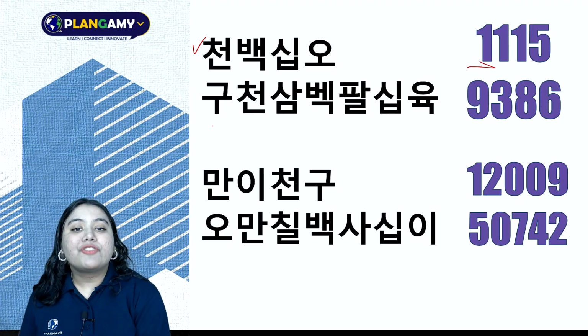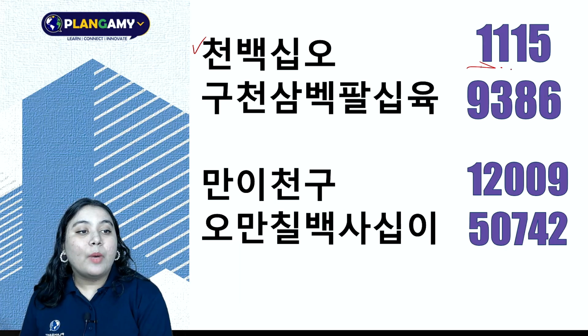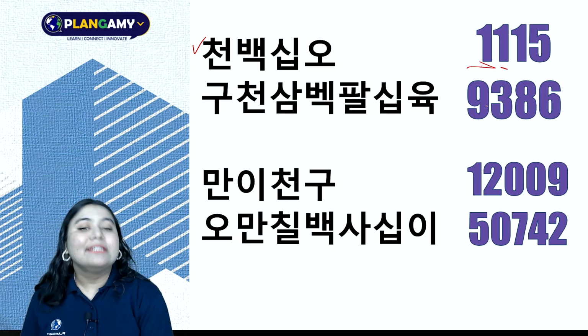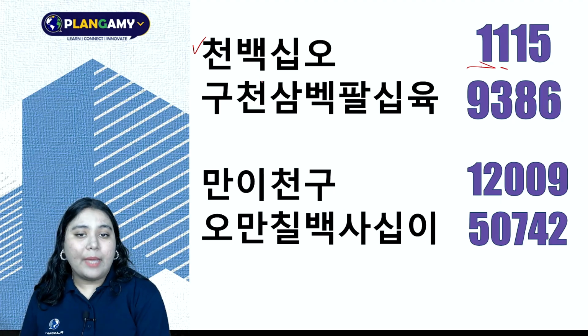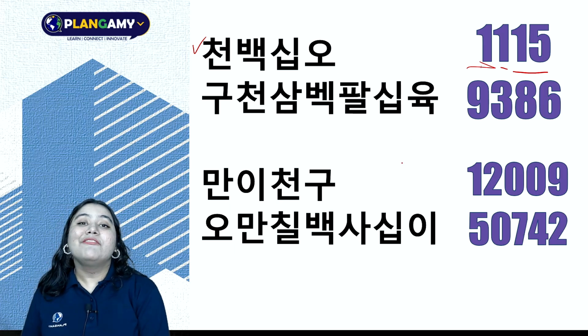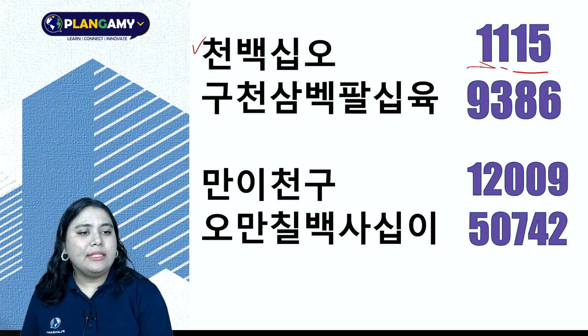Okay, I have chon. Now I have 100. Again here, don't make it il bek. This is just bek. 100 is bek. So, chon, bek. Then I want 15. Shibo. O is 5. Shib is 10. So, chon, bek, shibo. 1115. Let's see the next one.